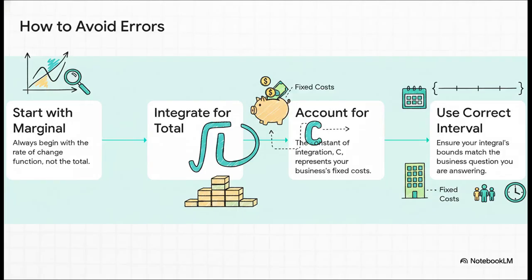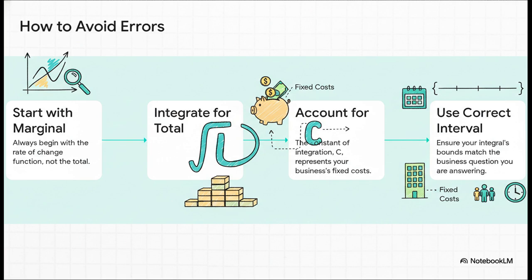Let's walk through this checklist. Number 1, and this is a big one, you must always start with the marginal function, the derivative, the rate of change. You can't integrate a total cost function and expect to get anything meaningful. Number 2, just burn this relationship into your brain. You integrate a rate to get a total, always.